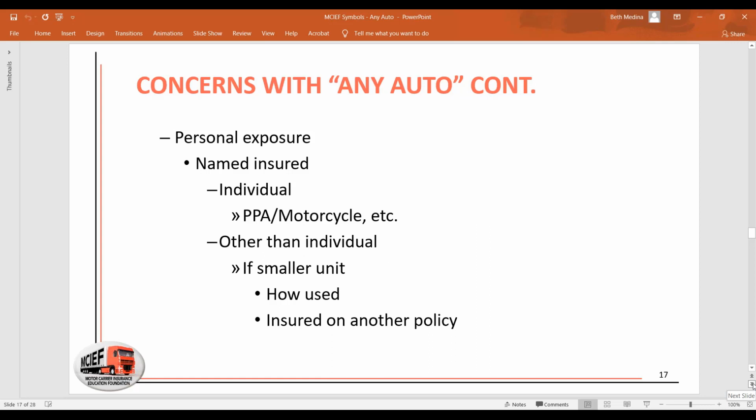Now, the individual use ones are what we're talking about. Other than that, if it's smaller units, how are they used? Is it a mechanic's pickup truck? Are they doing last mile delivery? Or do they have carrier service or not? My strong suggestion for any vehicle that's smaller use, personal use, even if it's owned by the legal entity, is to try to spin those units off to another policy. It's much easier to address a personal liability vehicle used personally on another policy, Progressive, Allstate, those things.